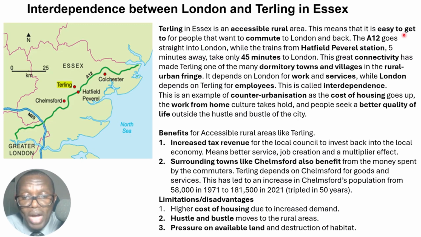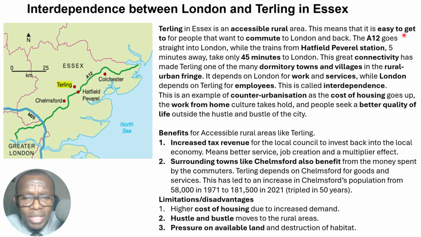So benefits for accessible rural areas like Terling, what are they? One of the benefits that Terling gets from this interdependence is increased tax revenue for the local council. And that tax revenue can then be reinvested back into the local economy, which will mean better services and job creation, and this will have a multiplier effect, which will be good for Terling.